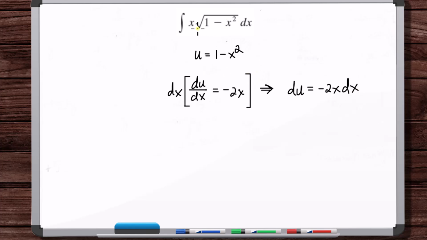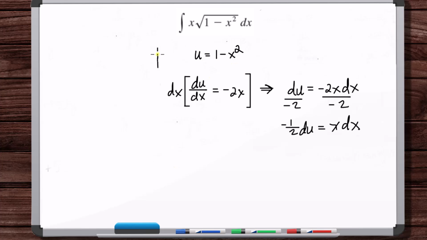Okay, but what do we have inside of the integral? Outside, we substituted 1 minus x squared for u, and what's left? We have an x and a dx. Okay, but this is minus 2x dx. So if we divide both sides by minus 2, now there's the x dx. Minus 1/2 du is equal to x dx. Now we can make the substitutions.